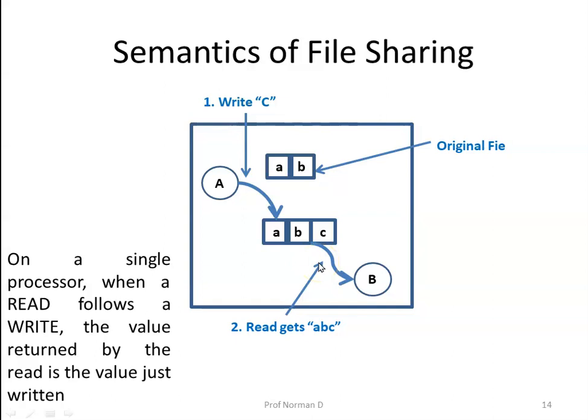Similarly, when two writes happen in quick succession followed by a read, the value read is the value stored by the last write operation. In effect, the system enforces an absolute time ordering on all operations and always returns the most recent value. So we usually refer to this model as Unix semantics. This model is easy to understand and straightforward to implement.